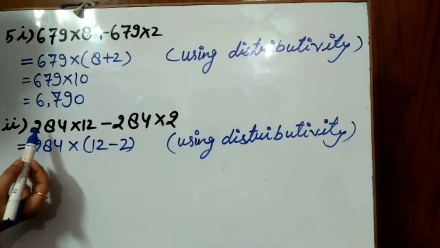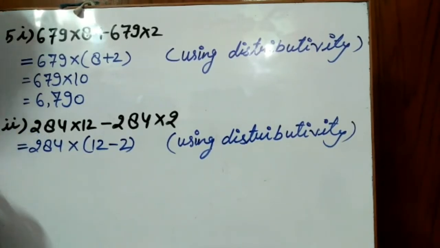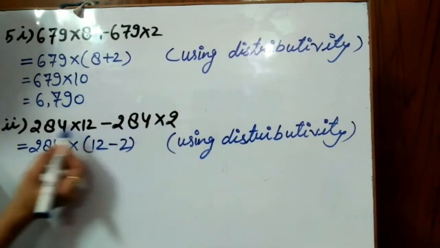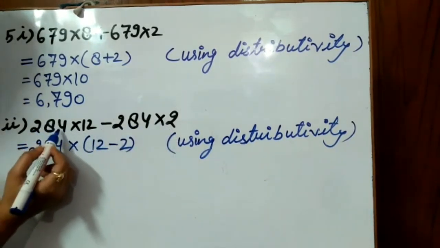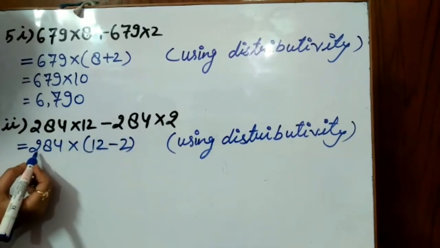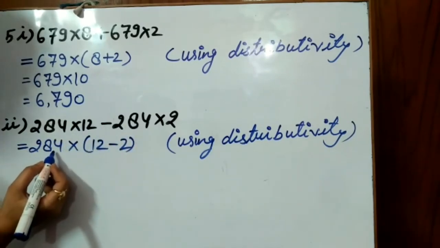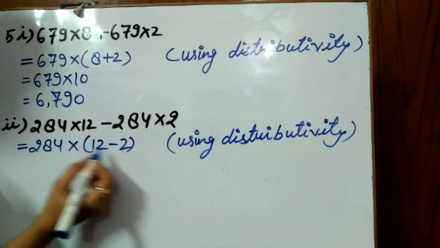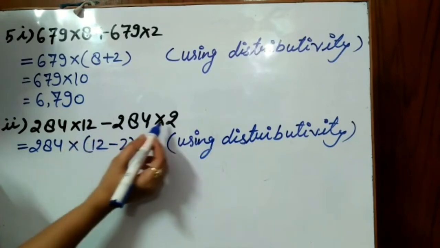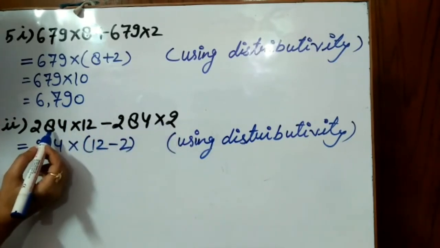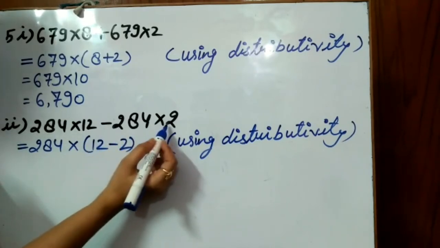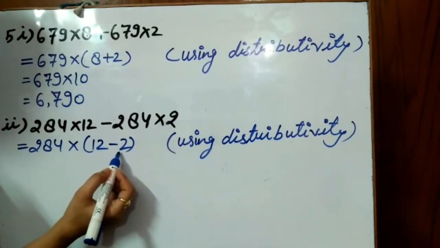The next question is 284 into 12 minus 284 into 2. We can see here 284 is common. So, we will write 284 one time as common. Then multiply sign. And inside the bracket, we will write 12 minus 2. Because in this multiplication, 12 is left, minus sign, and in this multiplication, 2 is left. Understood?